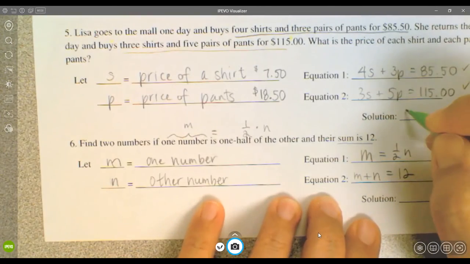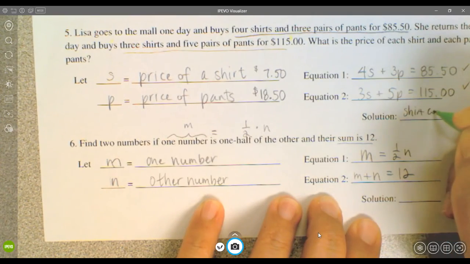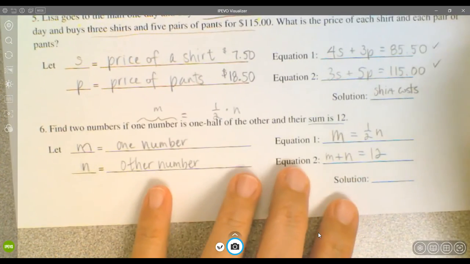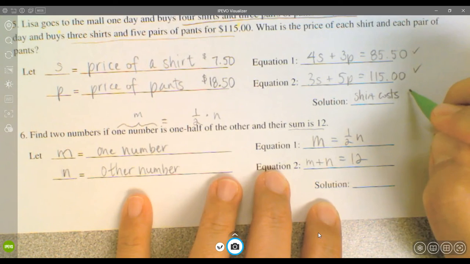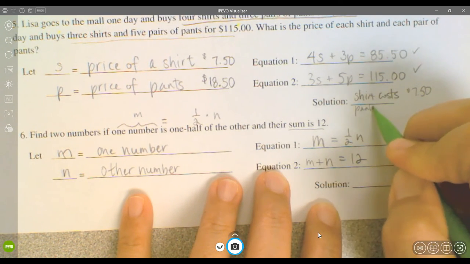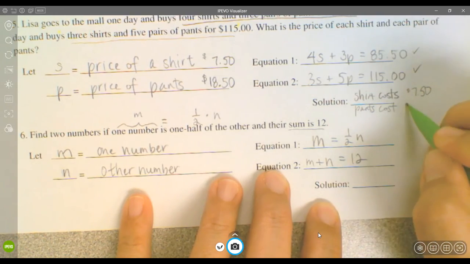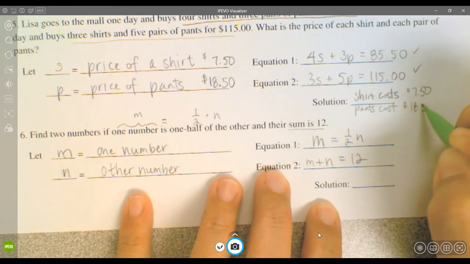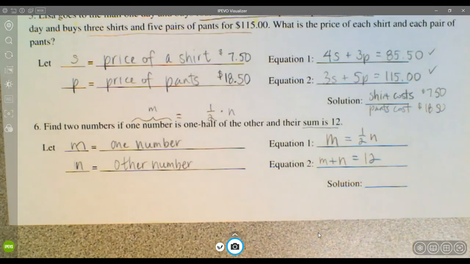So guess what? We're going to say a shirt costs $7.50. Pants cost $18.50. Answer the question.